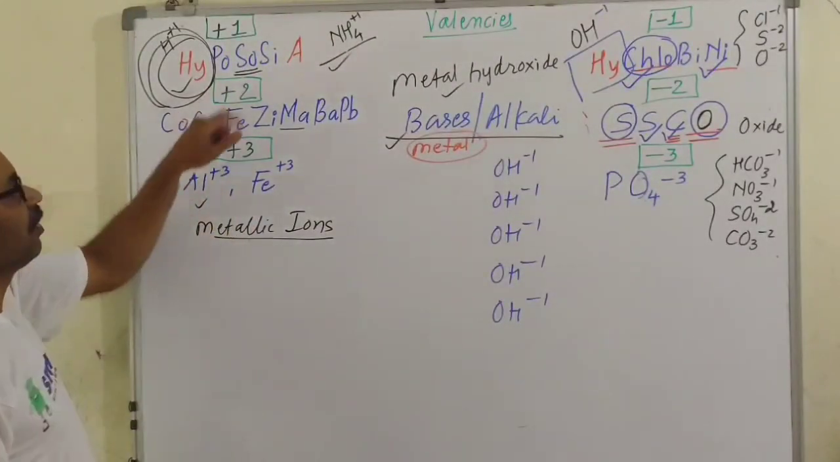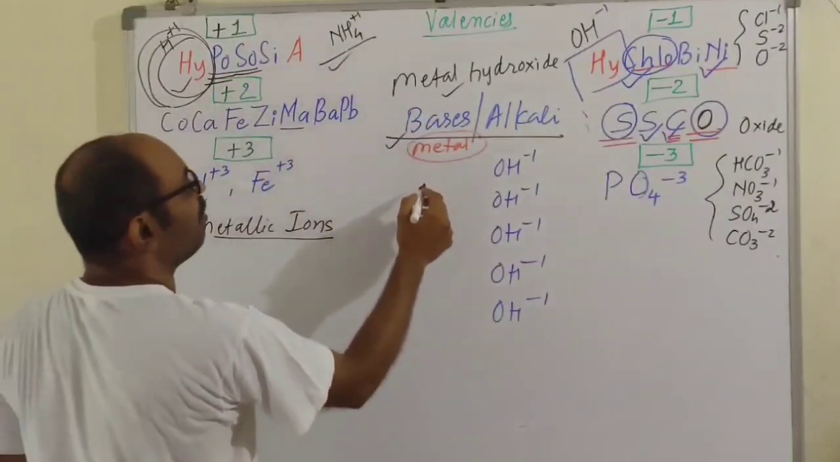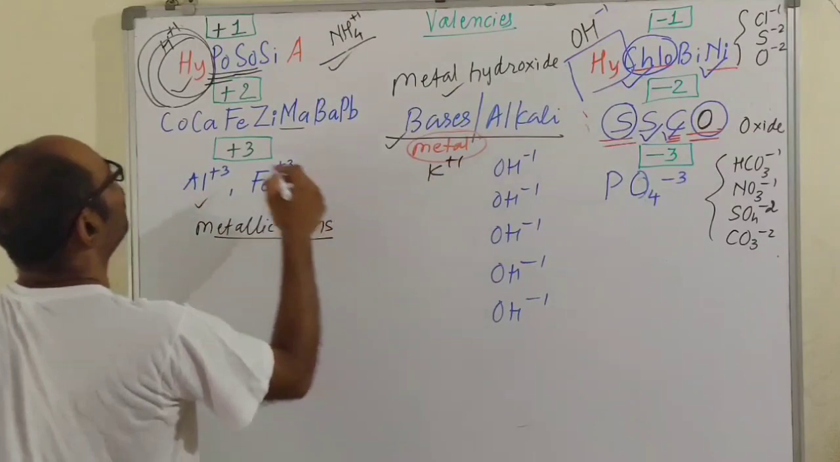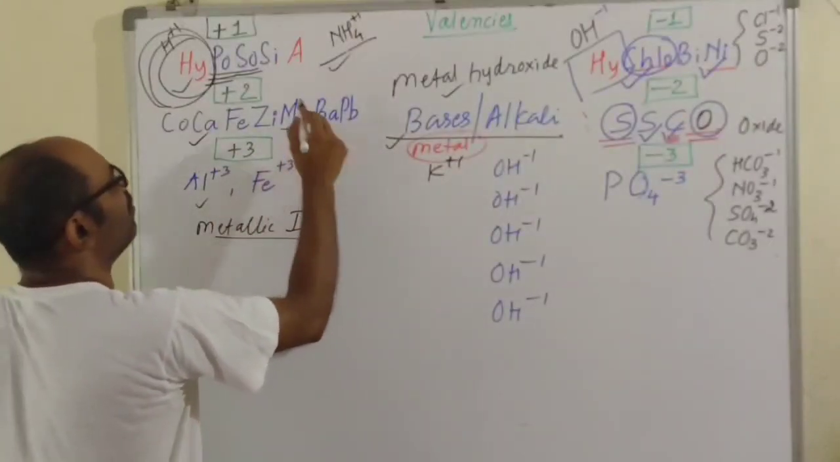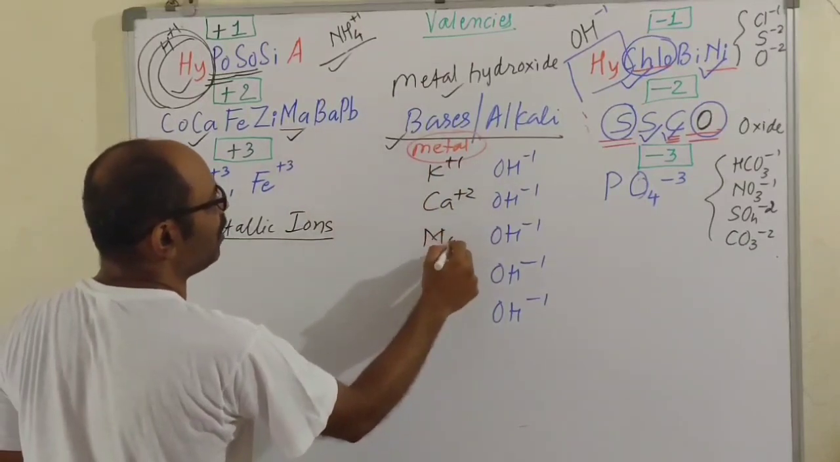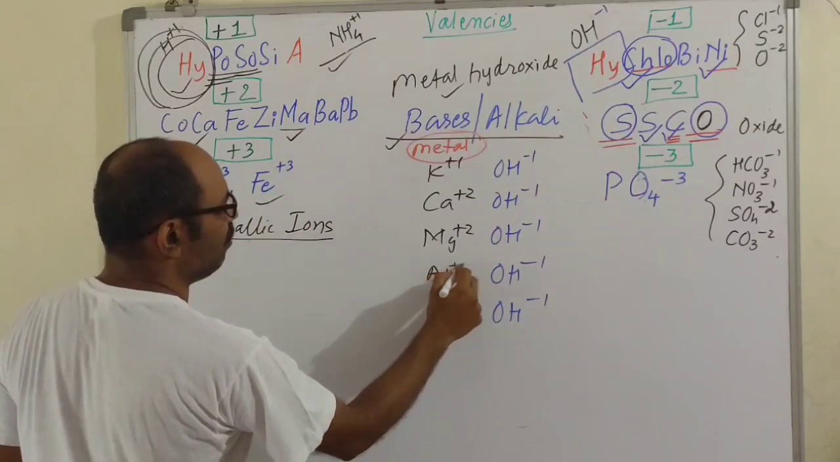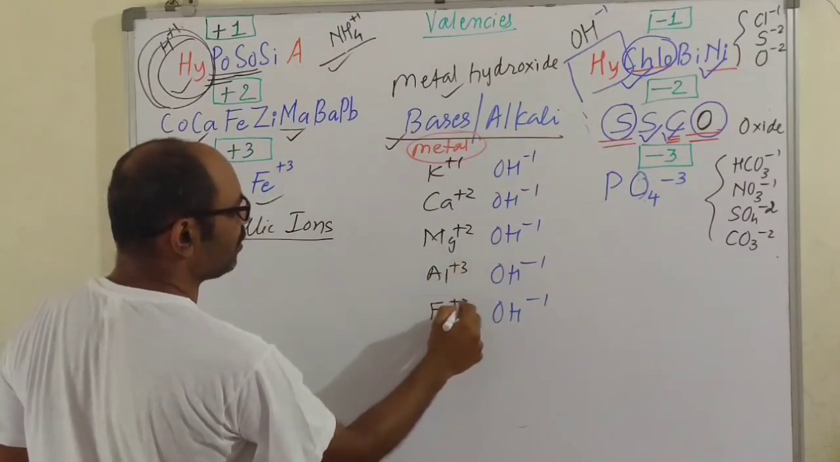Let's see, which one would you like to choose from here? Let's take potassium. So potassium is K+1. I'll choose 2 from here, calcium and magnesium. Ca+2, magnesium Mg+2. Alright, let's select both of these from here. Al+3, Fe+3.